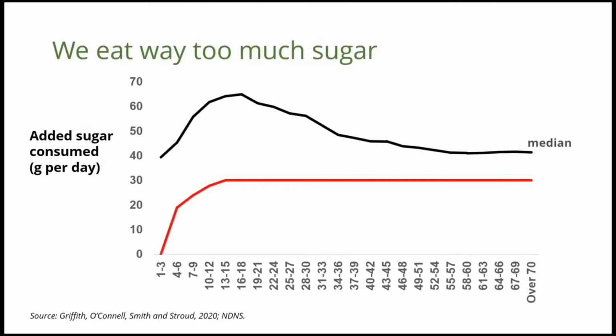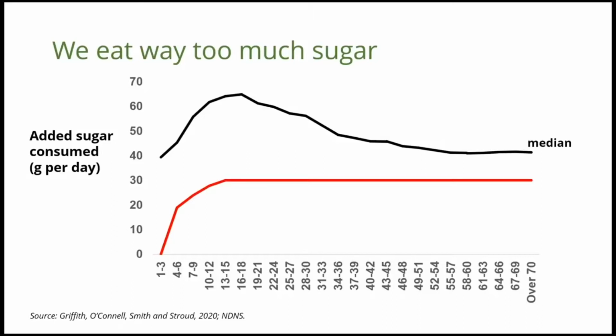This black line shows the median daily consumption reported in the National Diet and Nutrition Survey, a survey run by the UK government where respondents are asked to record consumption of all foods over 2 days. There's considerable evidence that intake surveys are underreported. So this is likely to be an underestimate of true levels of consumption.